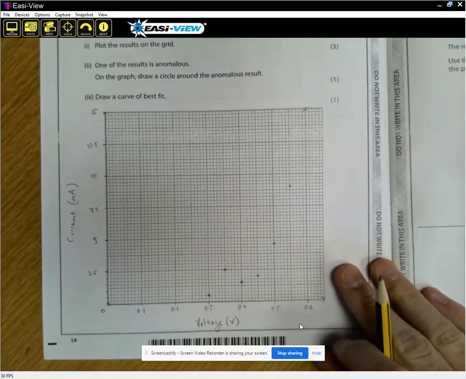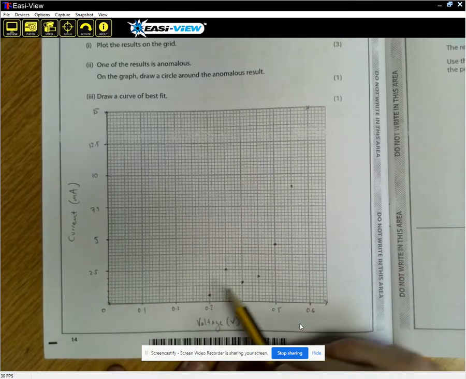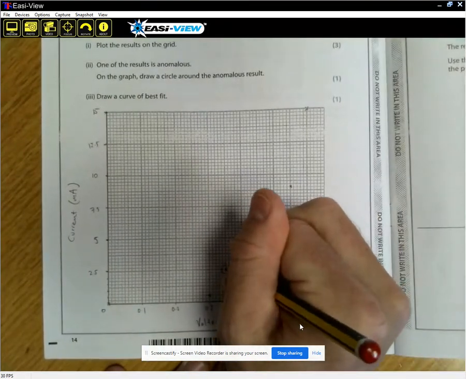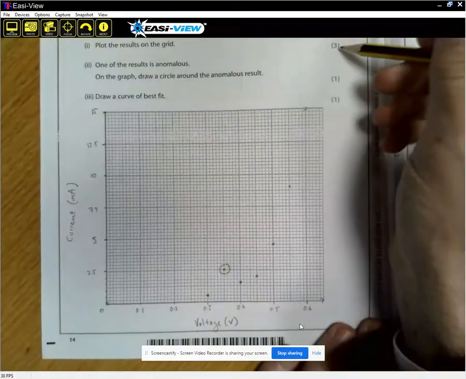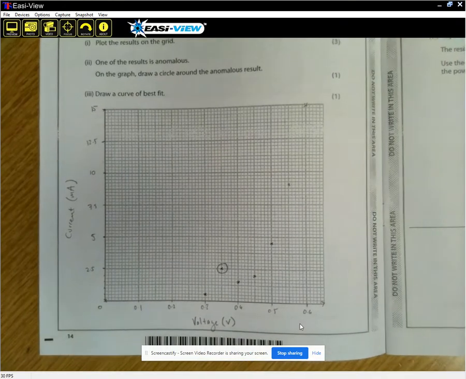A little bit of time, but it's worth spending that time. One of the points is anomalous. Well, as I was plotting it, it became clear that this point is the anomalous one. So there's 3 marks to the graph, 1 mark for that, then a curve of best fit. Now the curve of best fit should ignore the anomalous point, so I shouldn't include that.